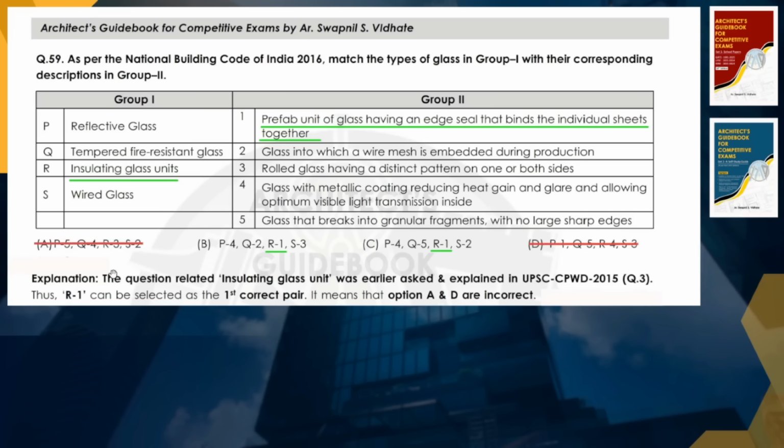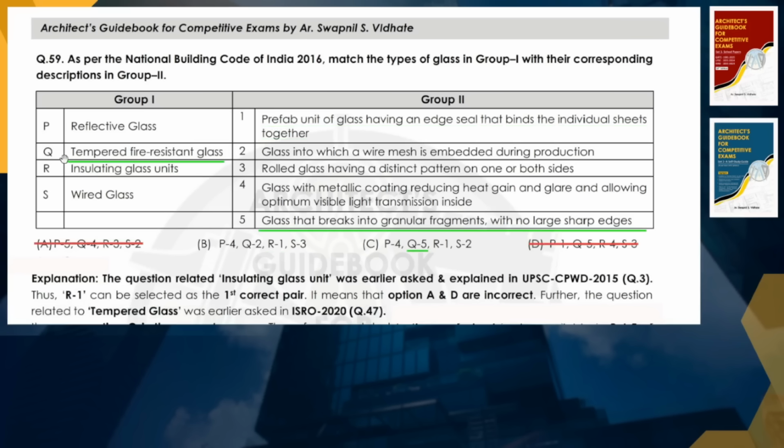The next pair which you can select is tempered fire resistant glass. Now the question related to this tempered glass was there in ISRO 2020 at question 47. What is meant by the tempered glass? The glass which breaks into granular fragments with no large sharp edges. It is generally used in the windshield of vehicles, so in case of any breakage, it won't harm the passengers, right? So Q5 is the correct pair, which is given at option C.